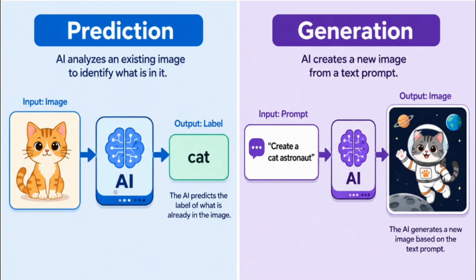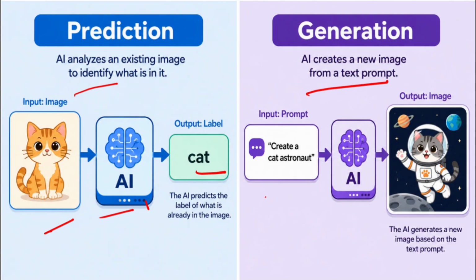Let's understand the difference between prediction and generation. On the left side, we have prediction. An existing image of a cat is given to an AI system. The system analyzes the image, identifies visual patterns, and produces the label cat. The image already existed; the AI only predicted what is inside it.